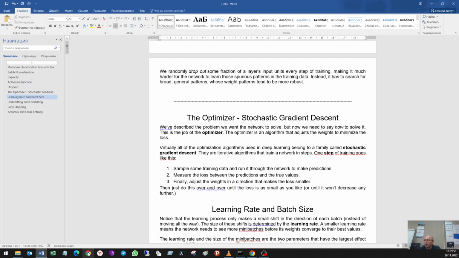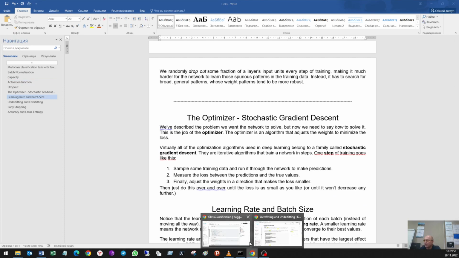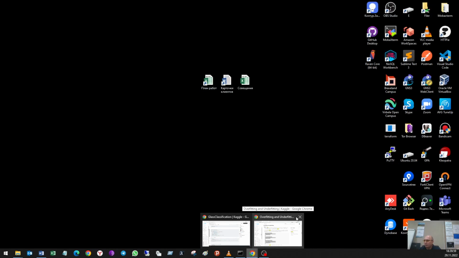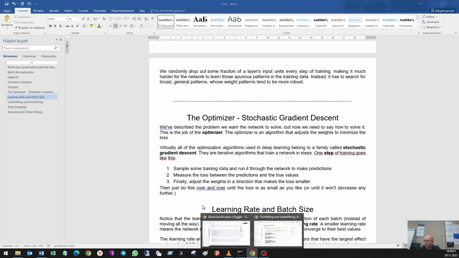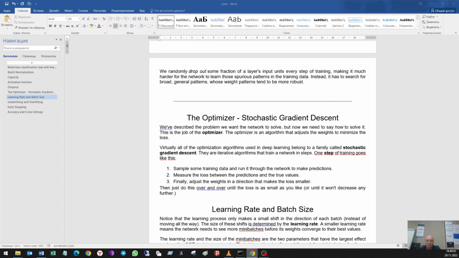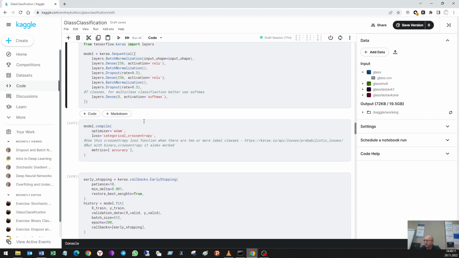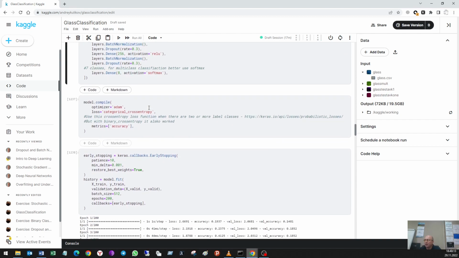So I put the dropout here with some rate. And then I compile my model with the optimizer and the loss function.